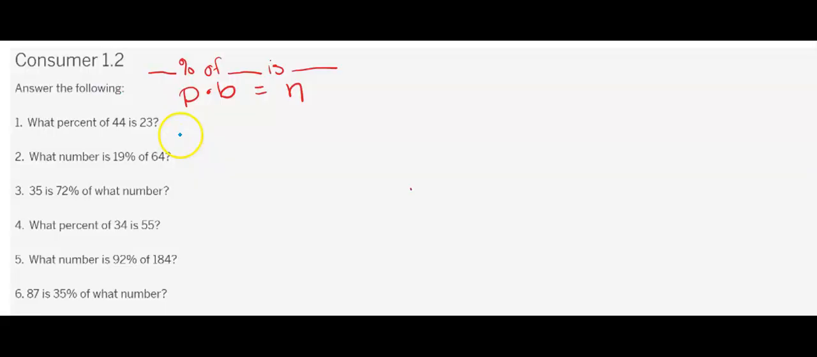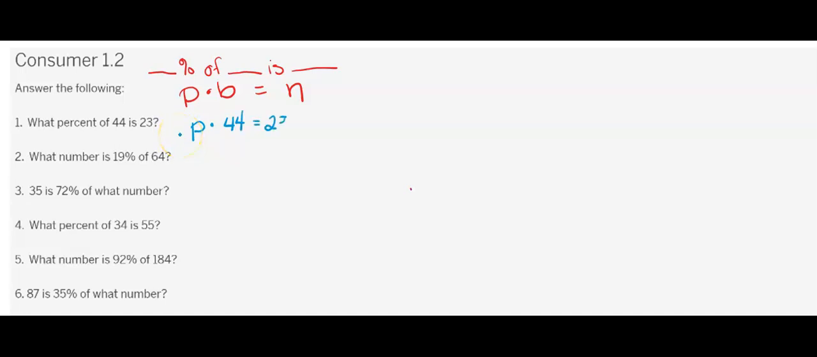We are going to solve a few of these problems together before we end. I would like for you to put these in your notebook, and whatever we do not solve together, I would like you to finish and show me when you come back to class next time. The first problem is what percent of 44 is 23? I don't know my percentage, so that's what is going to be my variable. What percent times 44 equals 23.